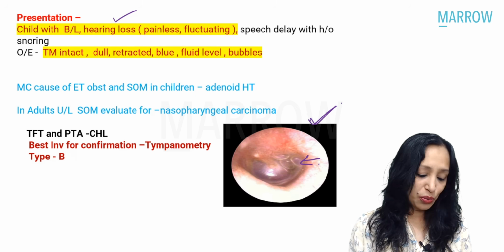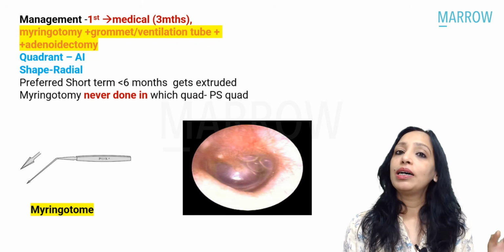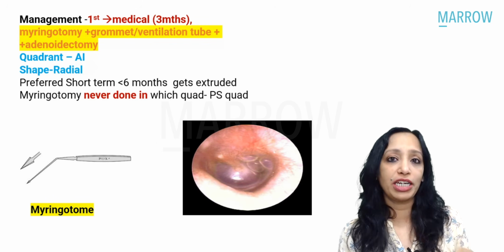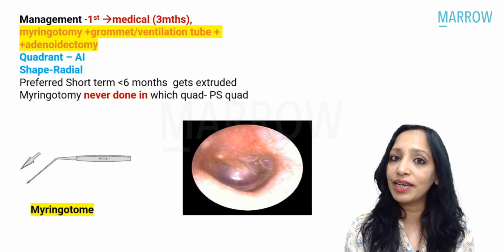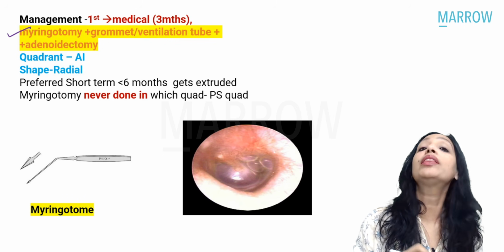So in the choices, all surgical management was given: myringotomy with grommet, myringotomy with grommet with adenoidectomy. So what will be the best answer here? Yes, the best answer will be myringotomy with grommet with adenoidectomy.